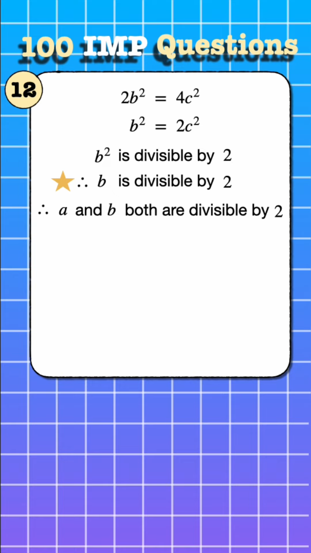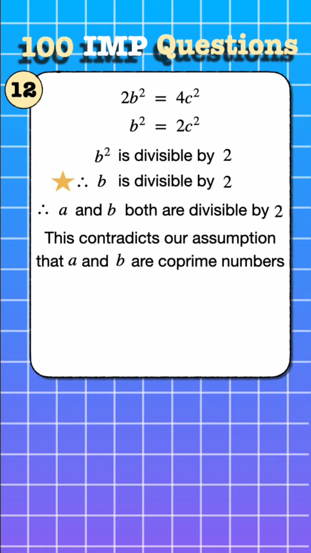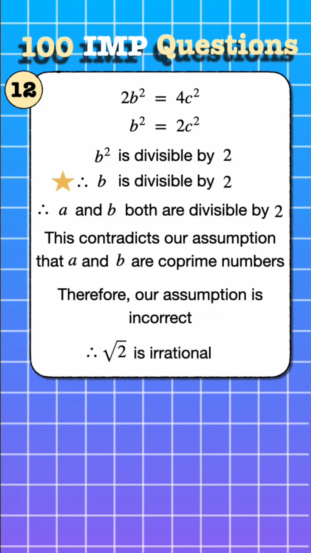But this is against our assumption, right? This contradicts our assumption. We assumed that a and b are co-primes, but now we can see that they are not co-primes. Okay, so why is it happening? Because of our wrong, incorrect assumption. So we can say our assumption is incorrect. What was the assumption? That root 2 is a rational number. So if root 2 is not a rational number, it will be an irrational number. That's it. Very simple.